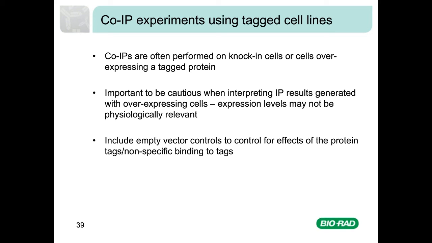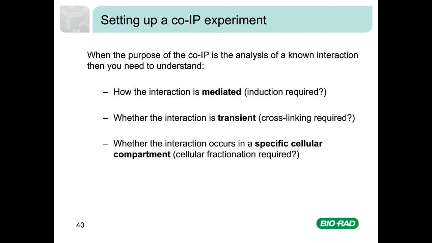If the purpose of your co-IP experiment is to analyze an established interaction, for example, you might want to assess the effect of a particular treatment or condition on an interaction, it is first of all important to understand how the interaction is mediated. Do you have to induce the interaction, for example? Is the interaction transient and therefore might require the use of cross-linking reagents to stabilize the interaction? Is the interaction occurring in a particular cellular compartment and therefore may require enrichment by performing cellular fractionation? It's important to run through these questions to ensure that you get the co-IP experimental setup right.